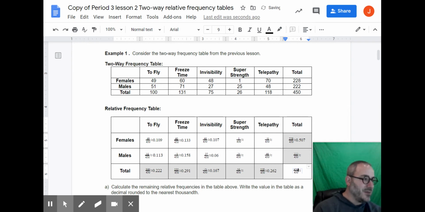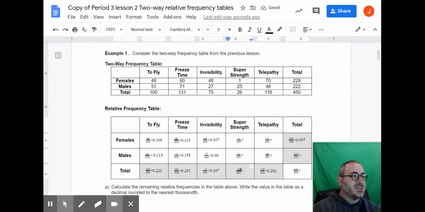But I probably want to talk about what I did too. So what I've just done, I saw that there was one female that wanted super strength, so I put 1 divided by 450. I saw that there was 25 males that wanted super strength, so I put 25 over 450. I saw that the total number of people that wanted super strength was 26, so I put, I've got a 51 in there. I didn't fix that yet. 26 total people that wanted super strength.